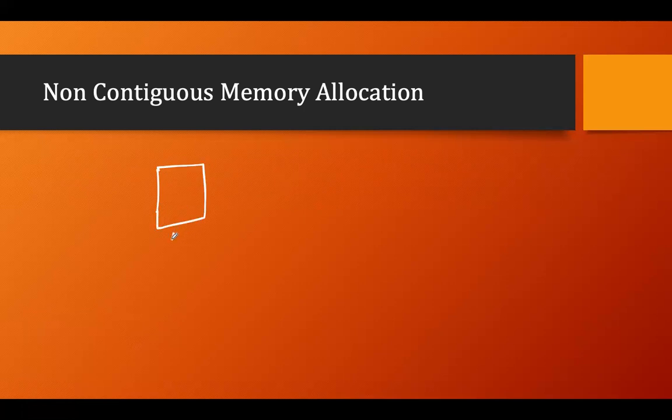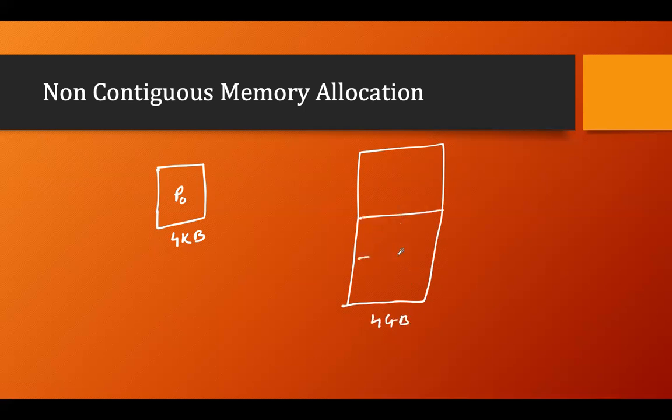is of, let's say, 4 KB, and this is, let's say, process P0, and in our main memory, let's say the main memory is of 4 GB. So this particular process would be allocated in some place, and this is the size of, let's say, 4 KB. So contiguous memory will be allocated to the process in the main memory. This we have seen in the contiguous memory allocation.